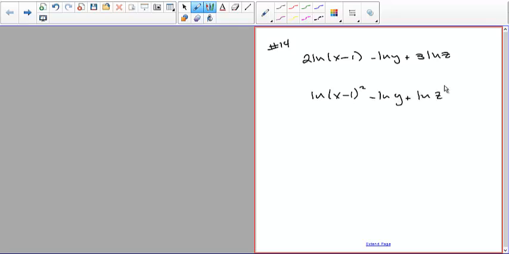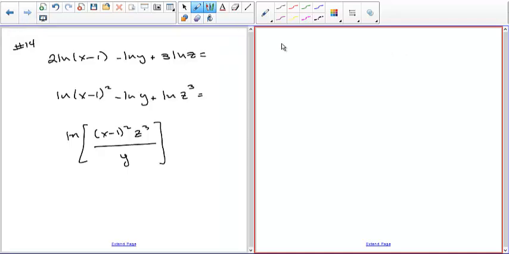So the multiplying factor out front becomes the exponent. And then what we do is now we combine them. So the ones that are positive go in the numerator, the one that's negative goes in the denominator. So this is the natural log of this whole thing. So you have x minus 1 squared because it's positive. You have z cubed because it's positive. And you have y in the denominator, which is negative. So that's the answer.